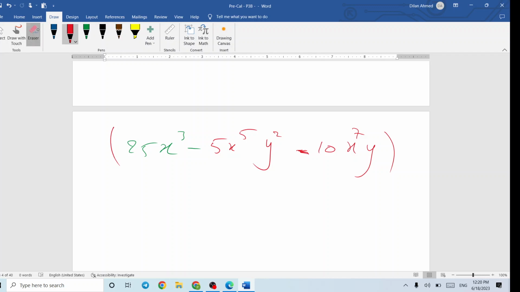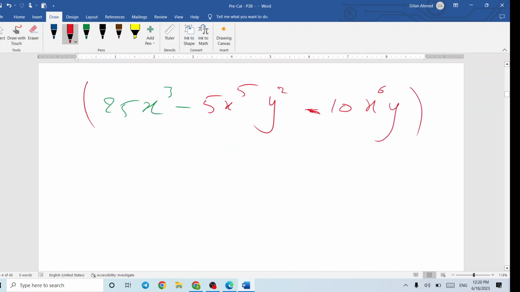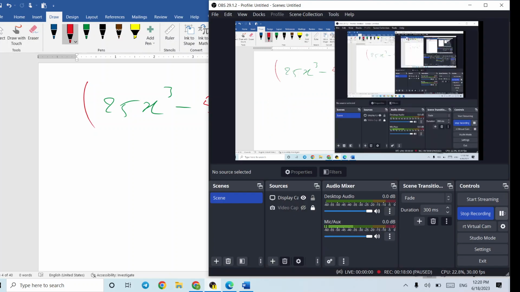Yalla. Solve that one for me, please. It's clear? 25x cubed minus 5x to the power 5 y squared minus 10x to the power 6 y. Yalla, solve. Okay, do it.